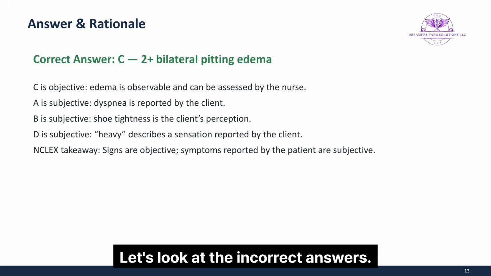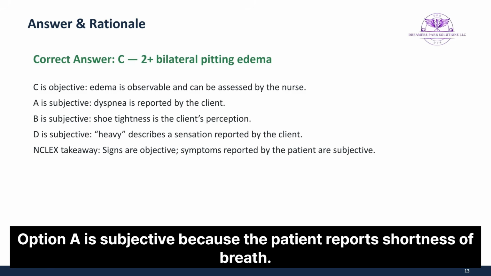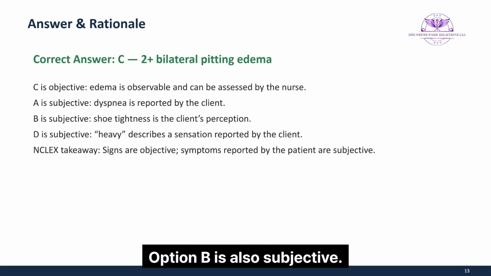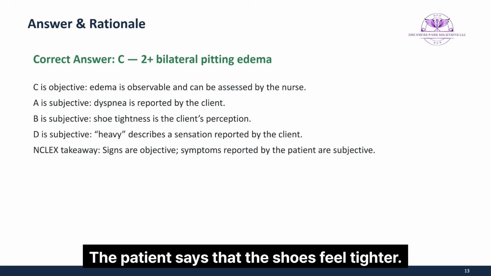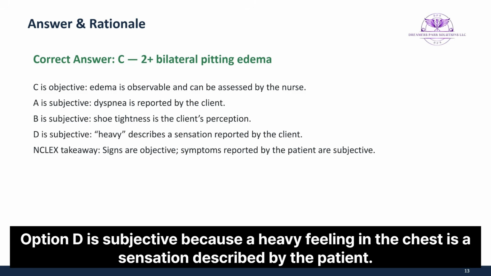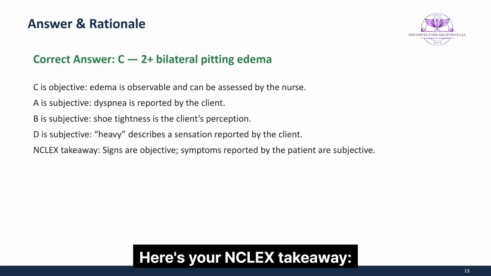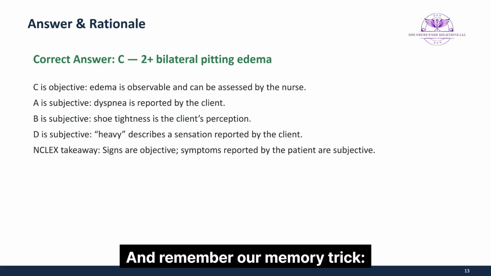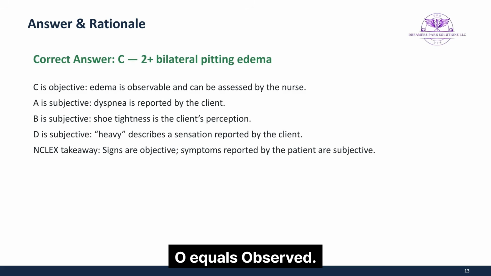Let's look at the incorrect answers. Option A is subjective because the patient reports shortness of breath. The medical term for shortness of breath is dyspnea, but when the patient reports feeling short of breath, that symptom is subjective. Option B is also subjective. The patient says that the shoes feel tighter. That's the patient's perception. Option D is subjective because a heavy feeling in the chest is a sensation described by the patient. Here's your NCLEX-RN takeaway. Signs are generally objective. Symptoms reported by the patient are subjective. And remember our memory trick. S equals spoken. O equals observed.